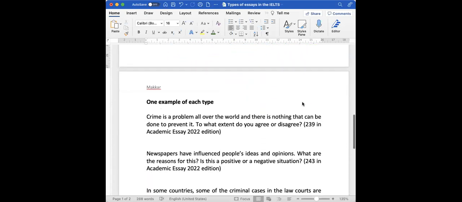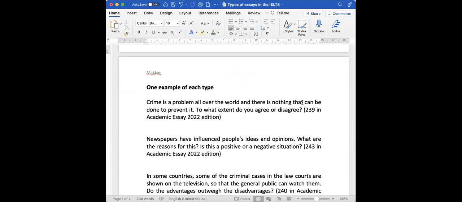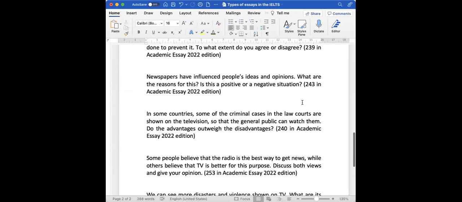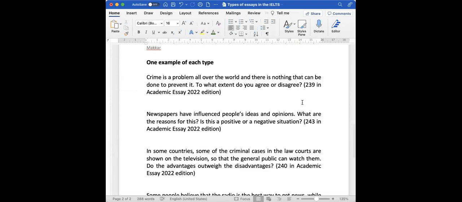ठीक है. ओके, नाउ वील गो ईच टाइप ऑफ एसे. हमने ये कर लिए पूरे. अब हम ईच टाइप ऑफ एसे को ये पढ़ेंगे अभी. ठीक है, और देखते हैं कैसे हैंडल किया है. ओके, टाइम इज अ प्रॉब्लम ऑल ओवर द वर्ल्ड. दिस इज 2:39.